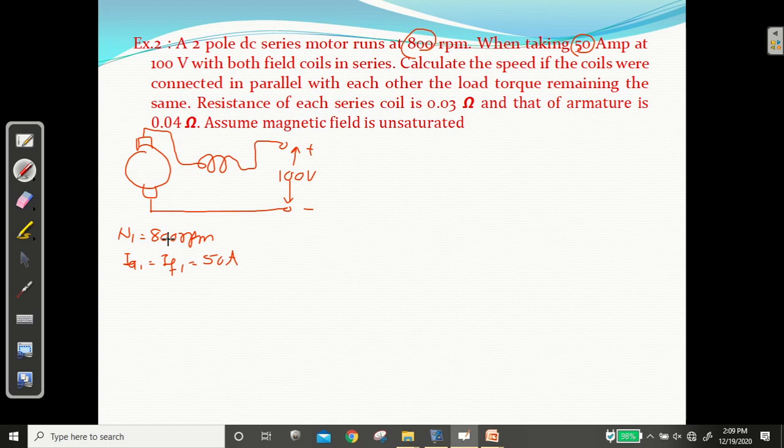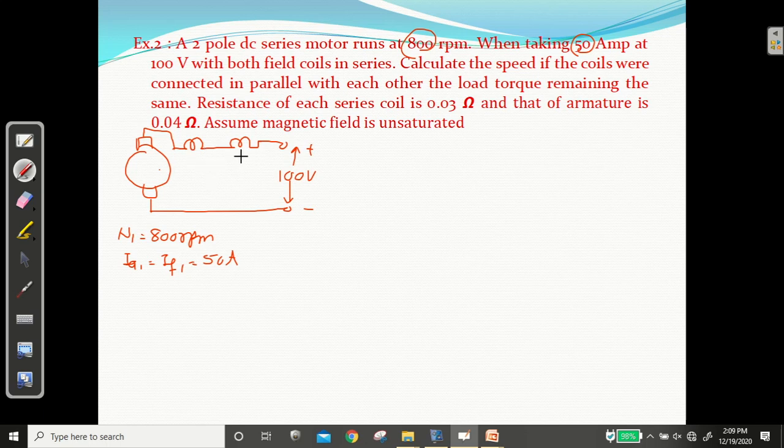800 rpm with both field coils in series. Okay, so sorry, here two field coils are given, two field coils are given, right? So I'm making a change. Let me make a small change. So I have given two field coils, and they both are in series. Okay, first case. Calculate the speed if the coils were connected in parallel.